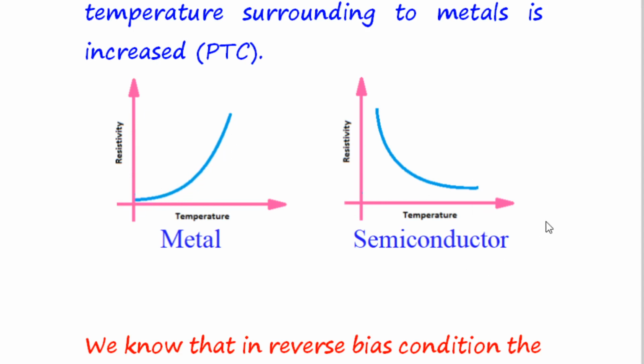But in case of a semiconductor, see here, at lower temperature the resistance is higher. And as temperature increases along the x-axis, say 20, 30, 40 degrees, 80 degrees, 100 degrees, the resistance goes on decreasing. Therefore, semiconductors have a negative temperature coefficient. Metals have a positive temperature coefficient.